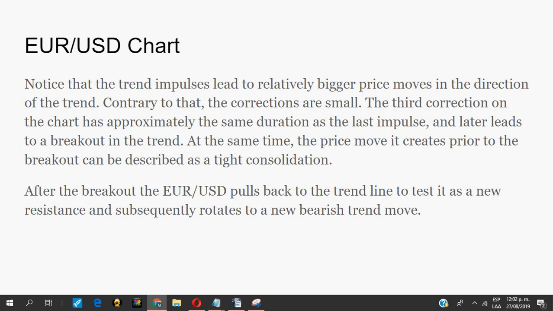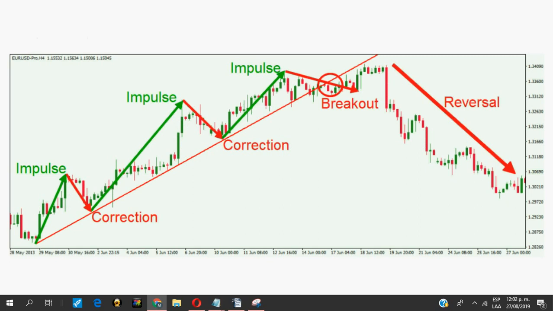The third correction on the chart has approximately the same duration as the last impulse and later leads to a breakout in the trend. At the same time, the price move it creates prior to the breakout can be described as a tight consolidation. After the breakout, the euro-dollar pulls back to the trend line to test it as a new resistance and subsequently rotates to a new bearish trend move.